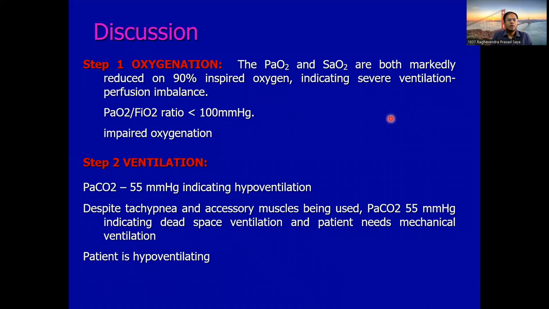So here, as I told you, step 1, oxygenation, the PaO2 and SaO2 are both markedly reduced on 90% inspired oxygen, indicating severe ventilation perfusion imbalance, and the PaO2 FiO2 ratio is less than 100. Sorry, it is not 100 millimeter of mercury, it is a ratio, that's all. Okay, so there is impaired oxygenation. In step 2, ventilation, the PCO2 is 55 millimeter of mercury, indicating patient is hypoventilating. Despite patient having tachypnea and also accessory muscles being used, PCO2 is 55 millimeter of mercury, indicating a lot of dead space ventilation, and also patient needs mechanical ventilation. So that means patient is hypoventilating.